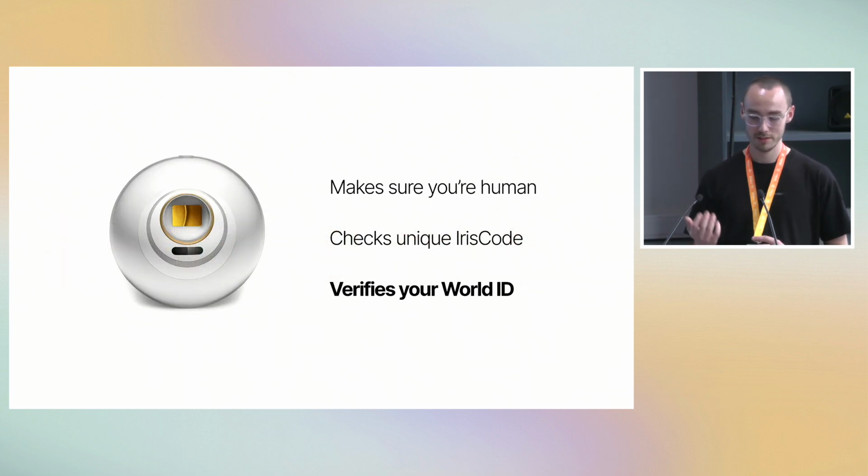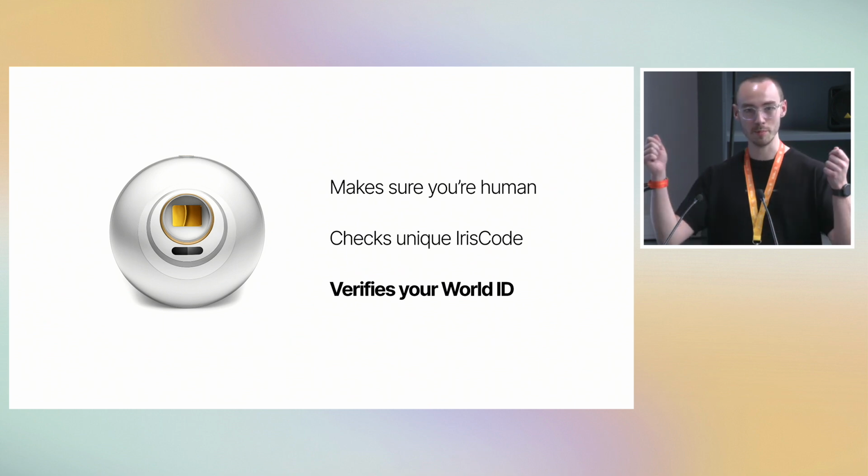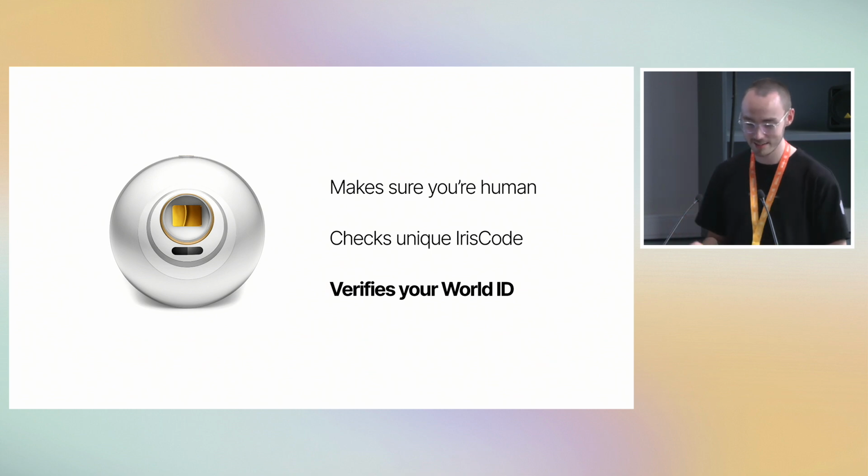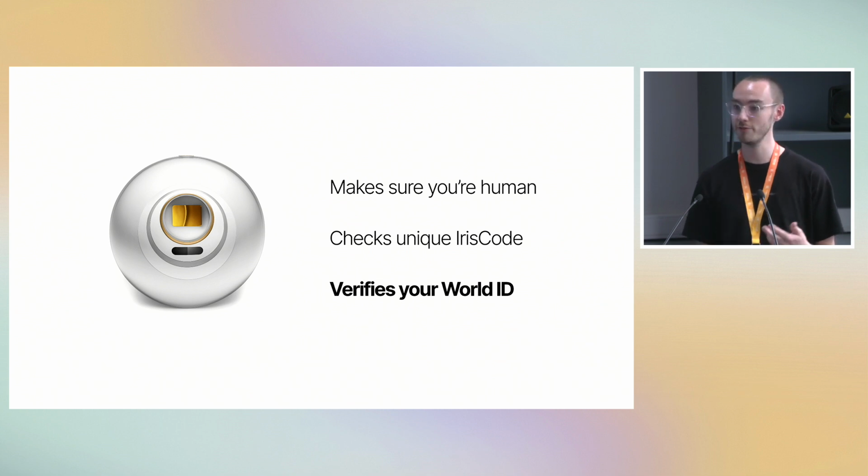And the orb makes sure that you're a real human. It has, I believe, over a dozen AI models running on the orb to check and make sure that you're not a cat, not a dog, not someone holding up a photo of a human, not a mannequin head, right? Making sure you're not wearing colored contact lenses to try and trick it into thinking your iris is different than it actually is.